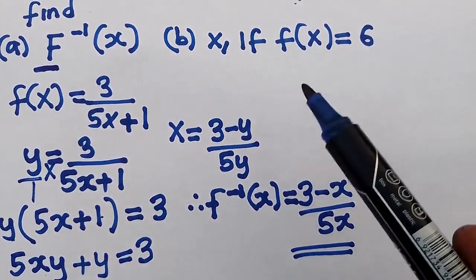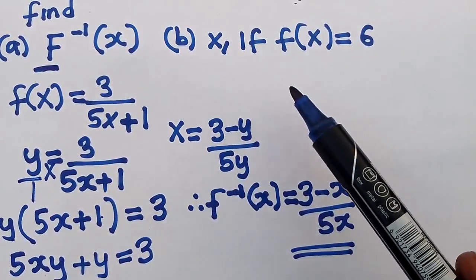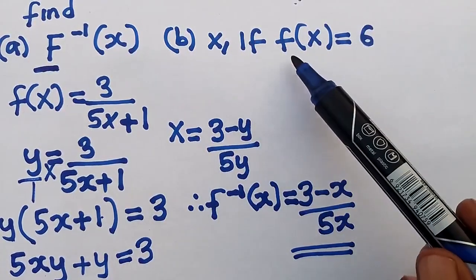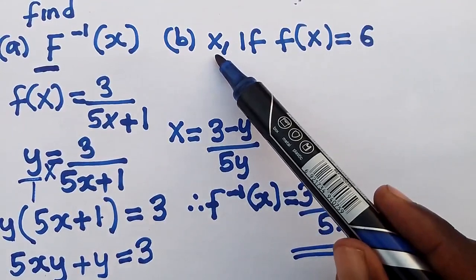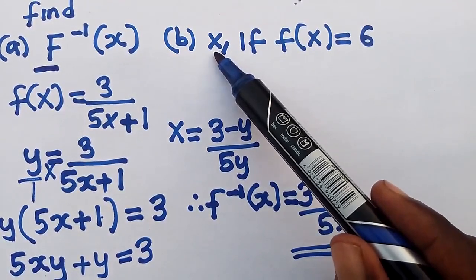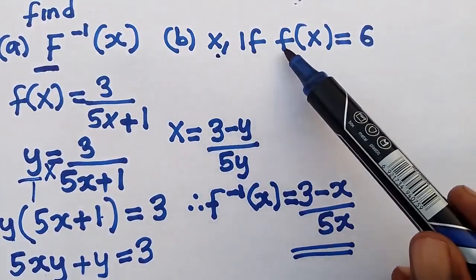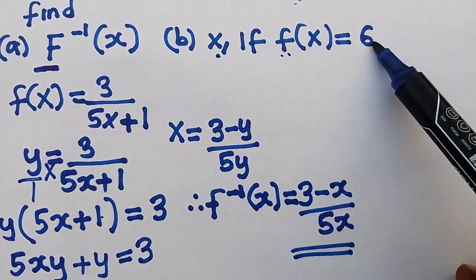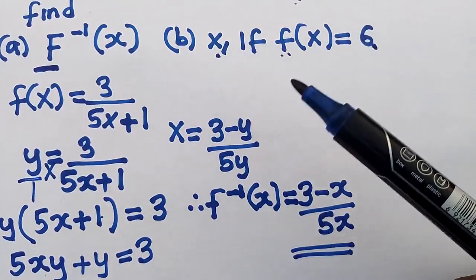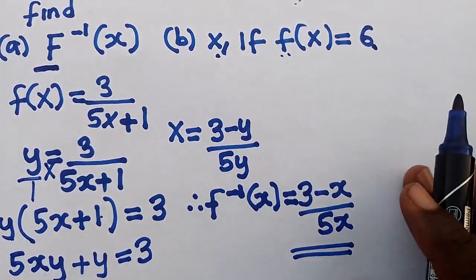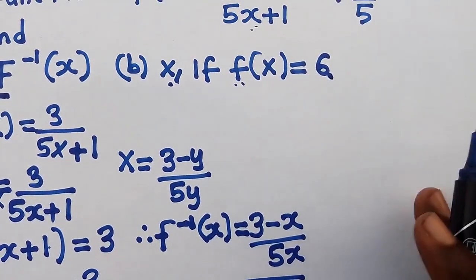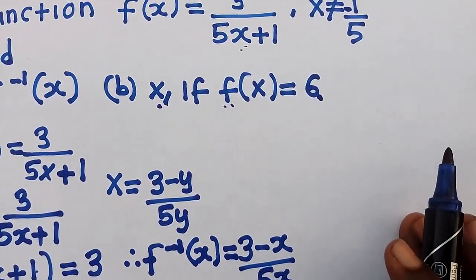So we are given this other question. So what is this other question saying? In this question, we are told to find x if f of x is equal to 6. So we are told to find x. So what we are going to do is this.